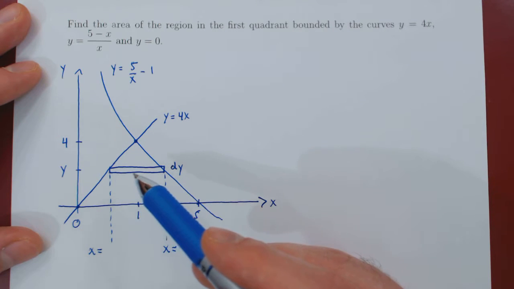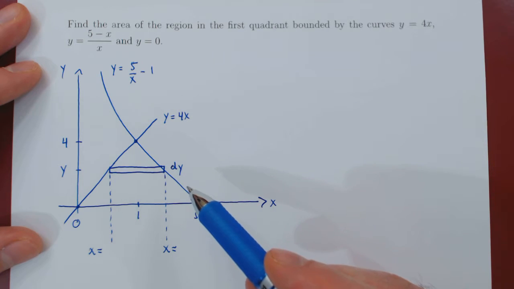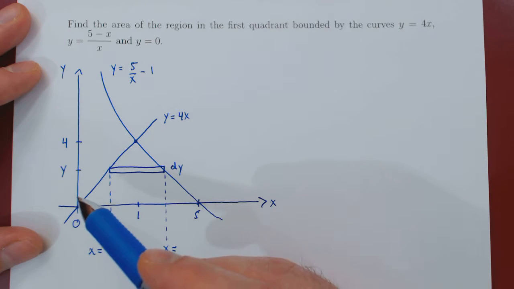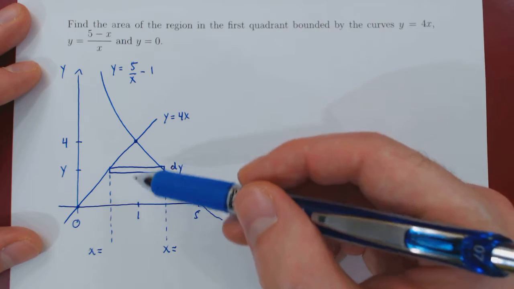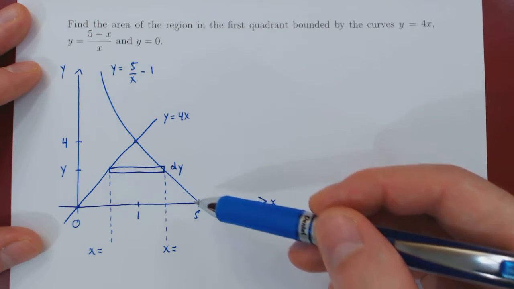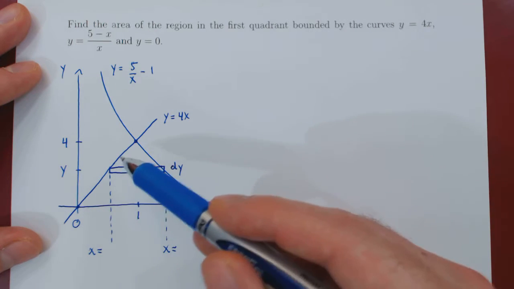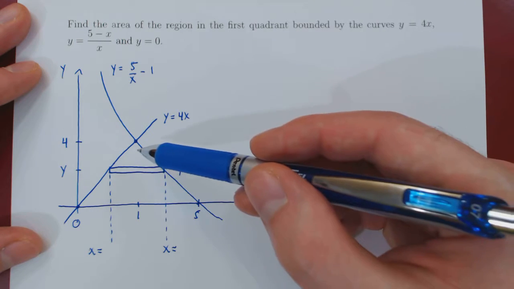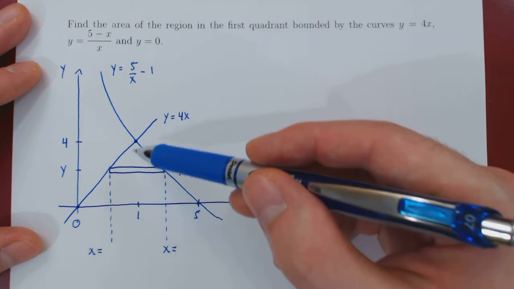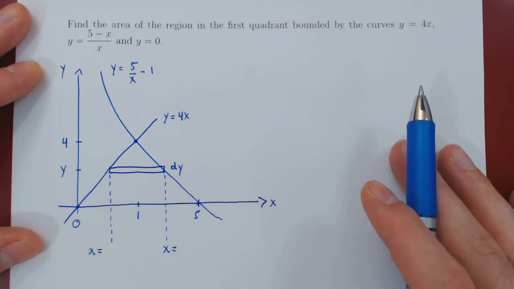But if you look now at a horizontal rectangle, to get the length of the rectangle we do the right-hand point, so the curve on the right, minus the left-hand point, the curve on the left. But no matter where we place this generic rectangle in our region, the curve on the right is always 5 over x minus 1. The curve on the left is always y equals 4x. So with the choice of horizontal rectangles, we only need one set of rectangles, as the measurements are always the same across the entire region.